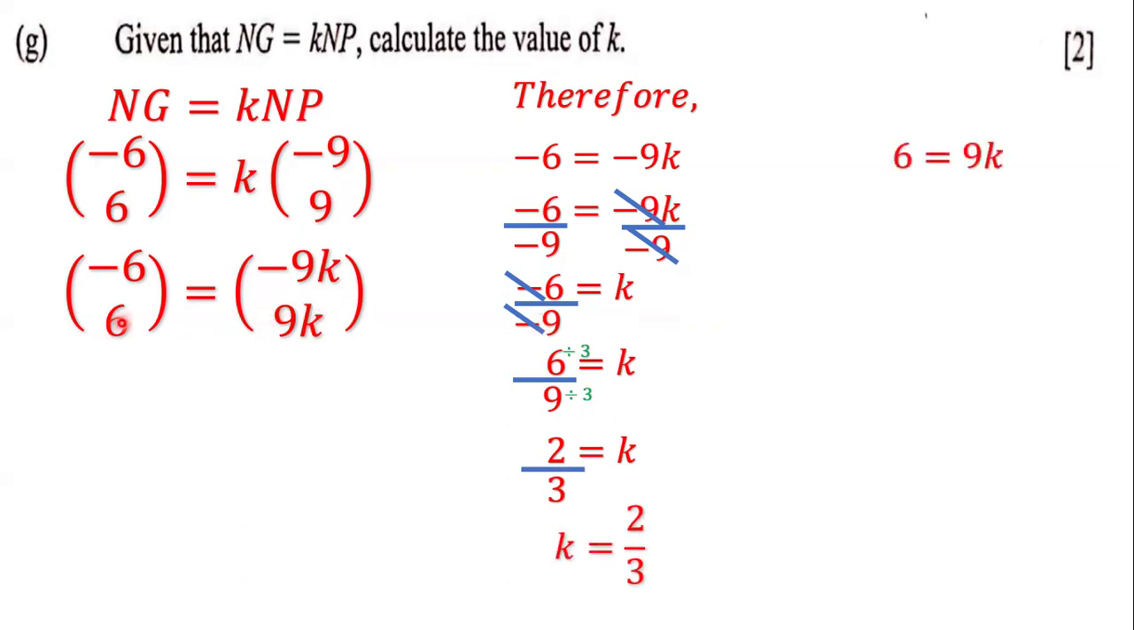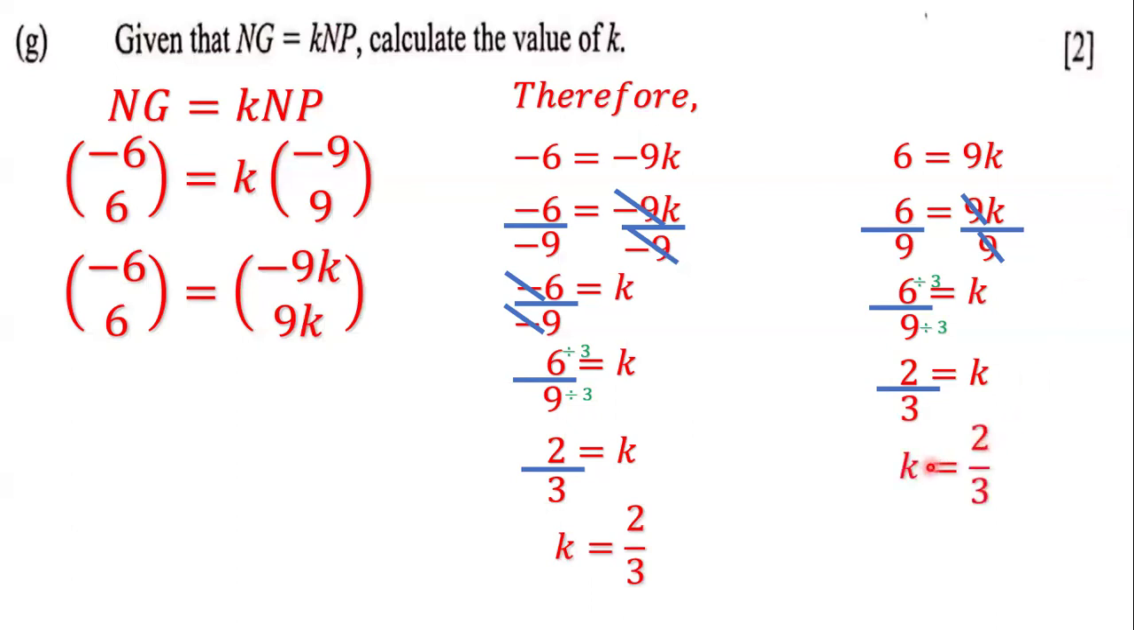We can also do it on this side as well. We have 6 is equal to 9k, so we divide both sides of this equation by 9. We cancel this 9 with that 9, so we get that k is equal to 6 divided by 9. We divide top and bottom by 3. 6 divided by 3 is 2, and 9 divided by 3 is 3. So k is equal to 2/3. It's the same thing, and that's the answer to this question.